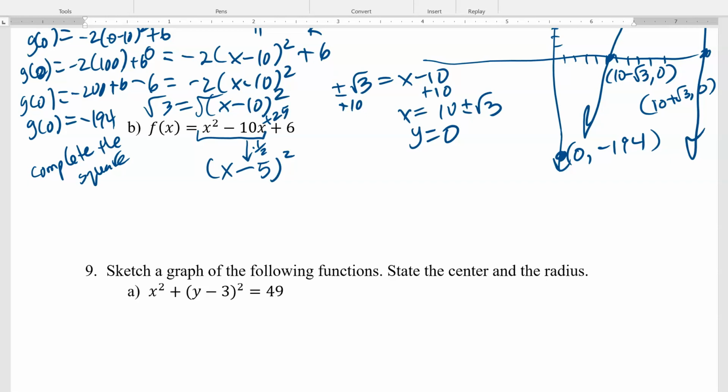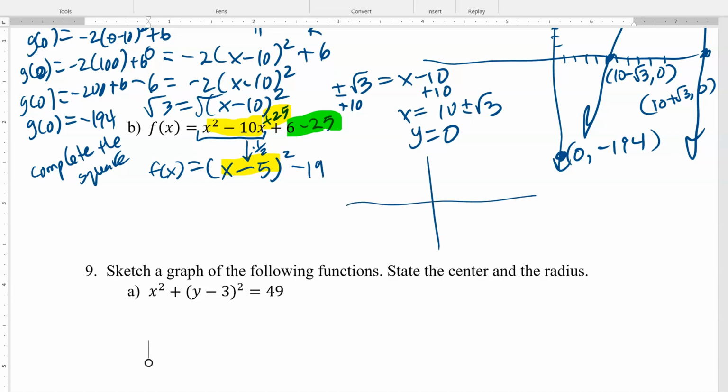I can add 25 to both sides, but I'm going to go ahead and just add a 25 and minus a 25, just keep it all on this side. So f of x equals (x minus 5) squared. We use that 25 as part of this group to make that. And so what's left there is the 6 minus 25, or negative 19. There's our vertex: 5, negative 19.